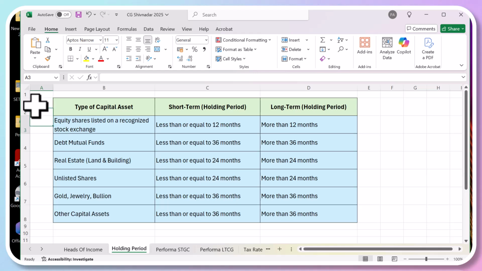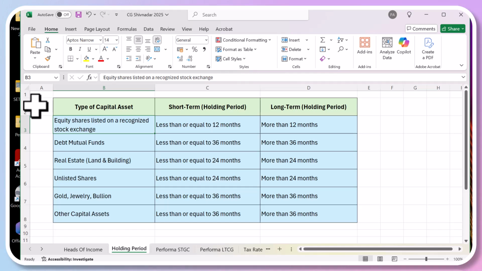Now, it all depends how long you are going to hold the asset. So there is a concept called holding period. The first head is equity shares listed on a recognized stock exchange. If you hold these shares for less than 12 months, then it is classified as short-term capital gain or loss. Similarly, if you hold these shares for more than 12 months, then they are called long-term. Under the income tax, if you hold the asset for a long term, as defined for various asset classes, as we are learning, the tax gets reduced.